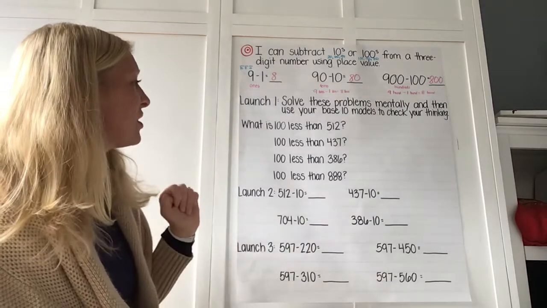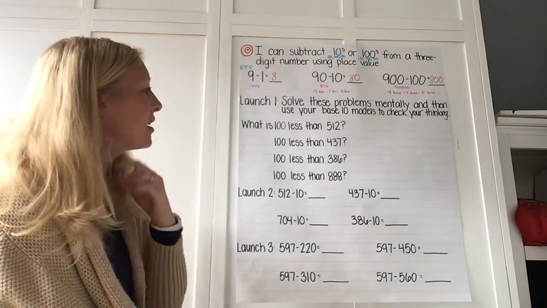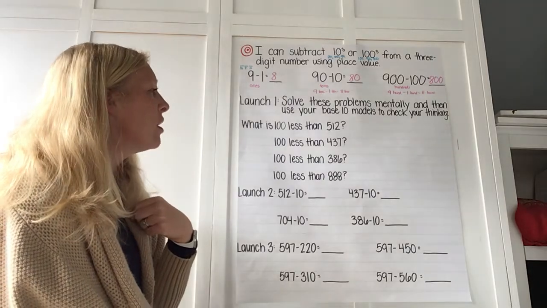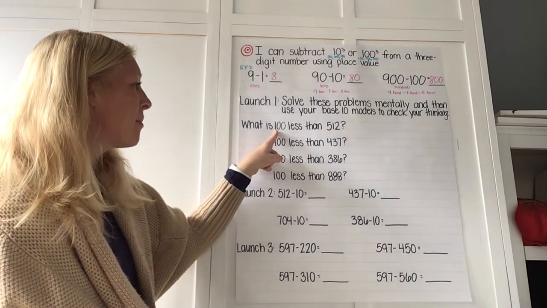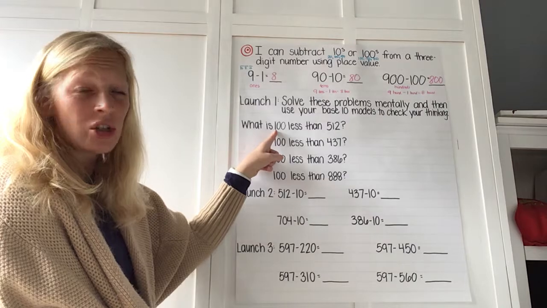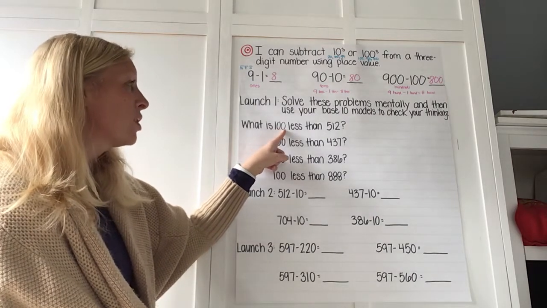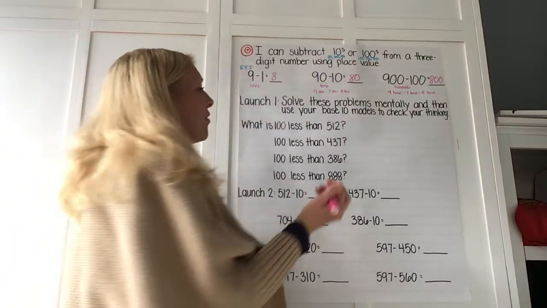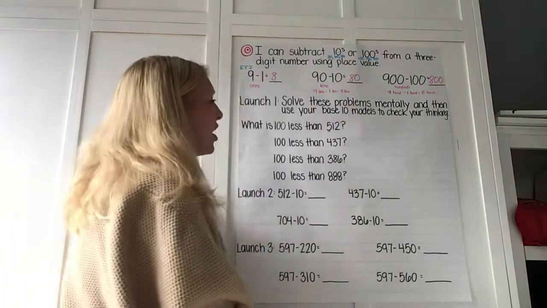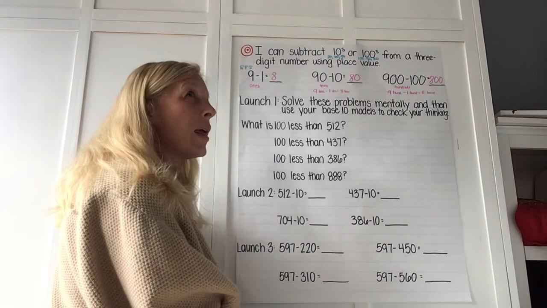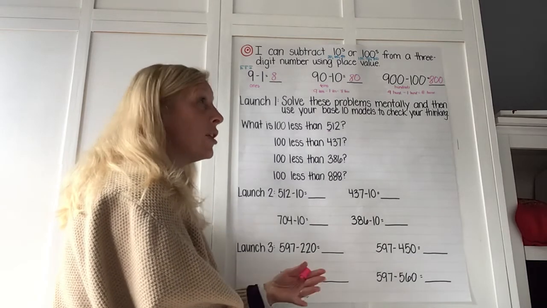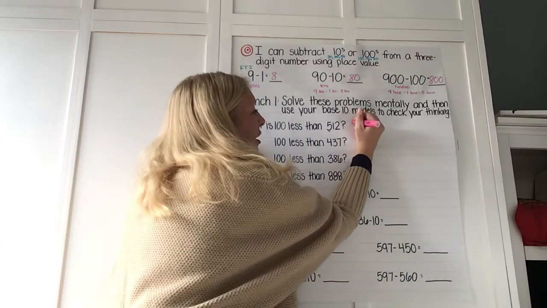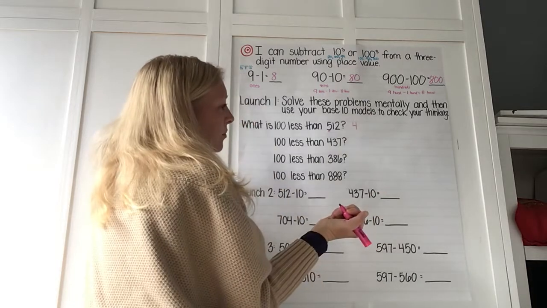If my first one says, what is 100 less than 512? Well, 100 means that my hundreds place will change, but my tens and my ones won't, right? So when I look at 512, I see that 5 is in the hundreds place. So 1 less than 5, or 100 less than 500, is 400.